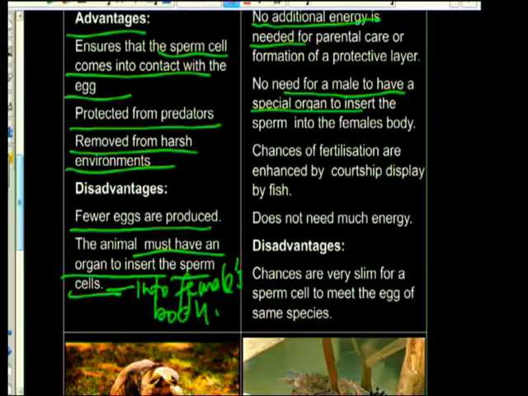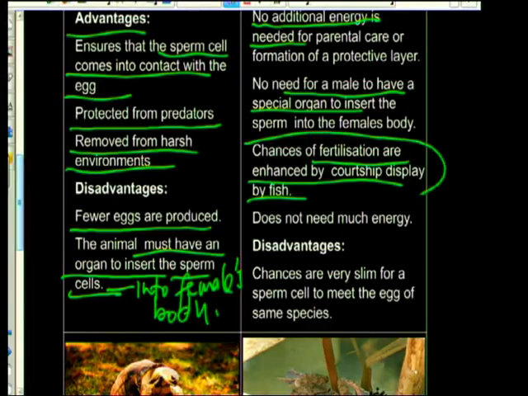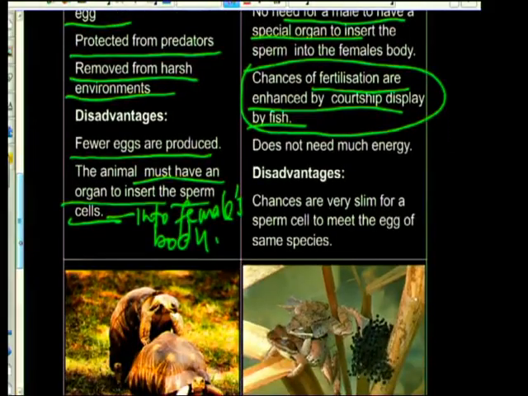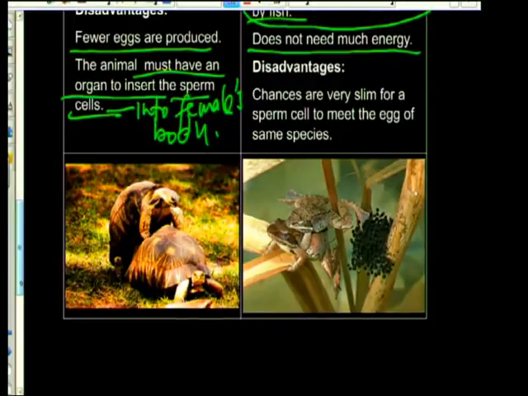Chances of fertilization can be enhanced by courtship display by fish. I wouldn't say that's a great advantage, because that's something the fish have to do in addition to what normal organisms do. And we said earlier, it does not need much energy. Disadvantage, and this will be the big one, look at it now. I said I was going to show you something.